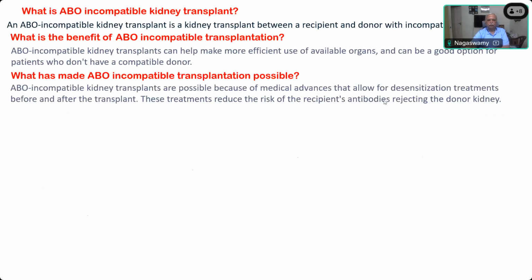It is because of desensitization. The main worry is if you do the incompatible group, the antigen antibody reaction will happen and the organ will be rejected. That is the most dreaded danger of this incompatible group transplantation. So what they have done is they have removed all the antibodies from the recipient, which would react with the antigen of the donor. So when there are no antibodies to react with the antigen of the donor kidney, then the organ will not be repelled. So that is how this technique came into practice.